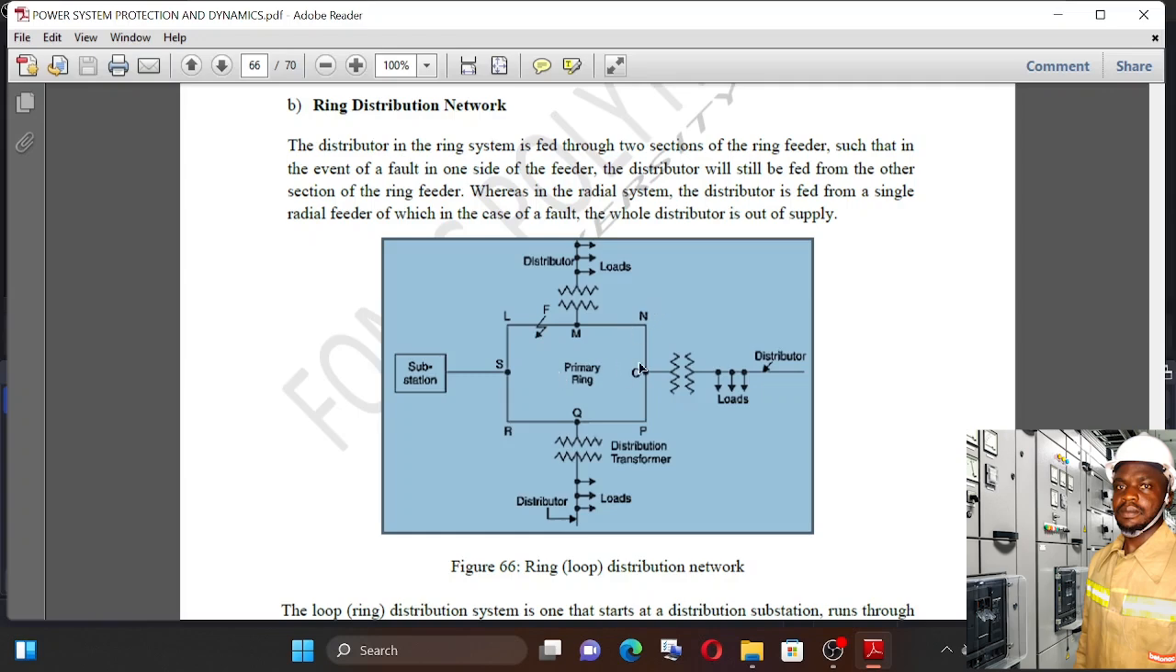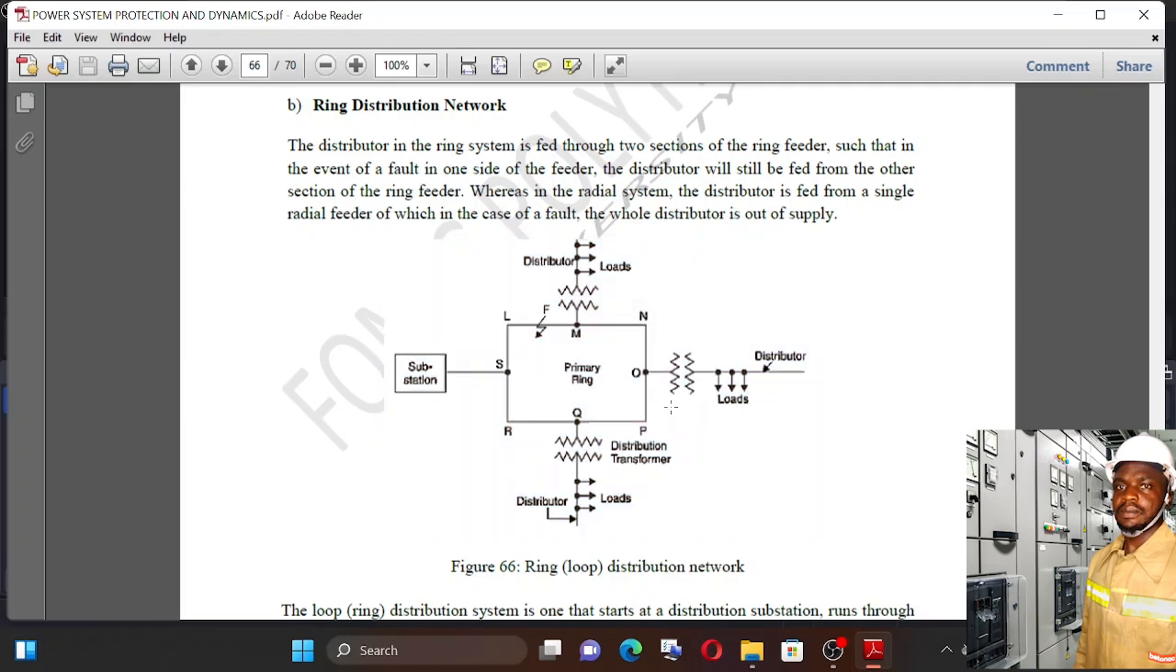But note that in the ring distribution network, we have just one substation, or one generating station. We might have many generating stations, but all interconnect at one substation here, which supplies the consumers through a ring network. You see the feeders here connected in the ring. We have four feeders here: one from S to M, another from M to O, another from O to Q, and from Q to S.